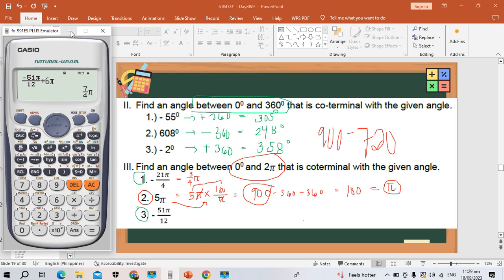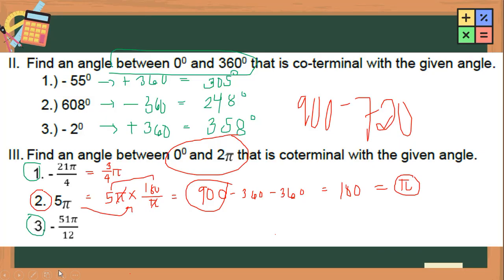So, the answer here is 7 all over 4 pi. Nag-positive na siya. So, ang answer natin dito is 7 pi all over 4. Sir, why is it 7 pi all over 4? Paano po kayo makatitiyak na ang 7 pi all over 4 is nasa pagitan siya ng 0 and 360 degree?